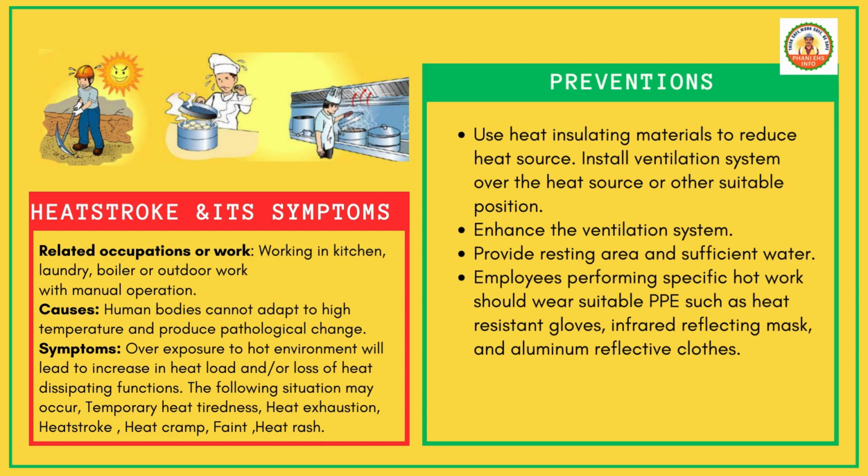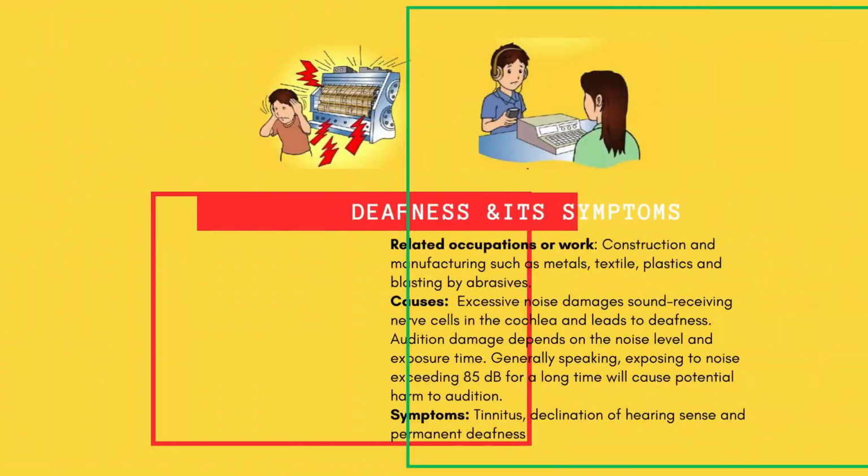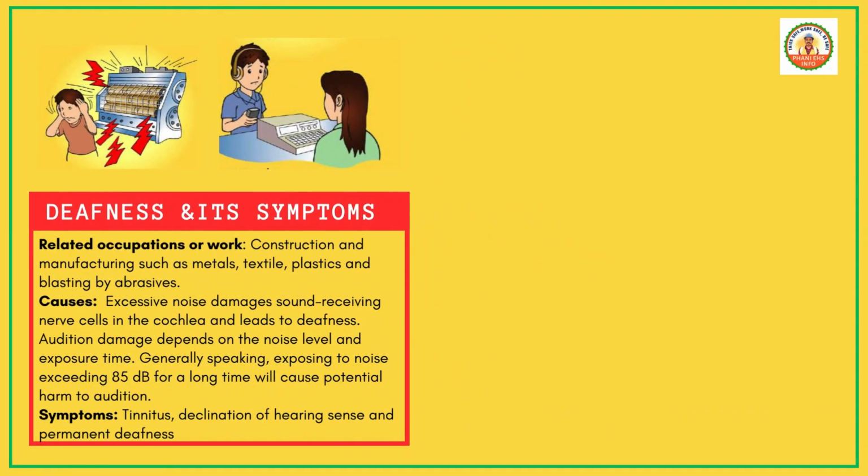Preventions. Use heat insulating materials to reduce the heat source. Install a ventilation system over the heat source or other suitable position. Enhance the ventilation system. Provide a resting area and sufficient water. Employees performing specific hot work should wear suitable PPE such as heat-resistant gloves, infrared reflecting mask, and aluminum reflective clothes.